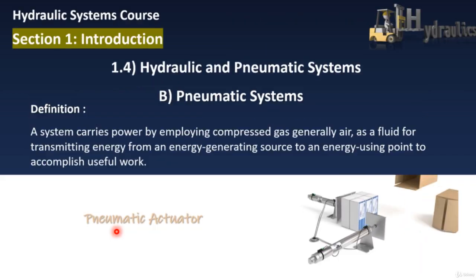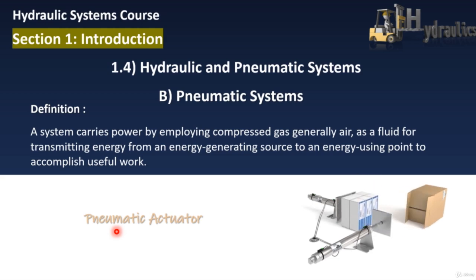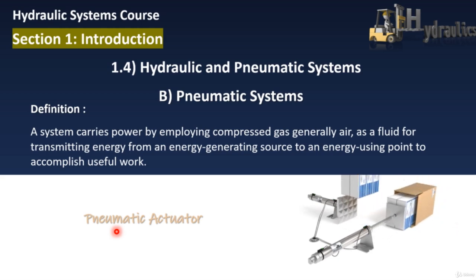A pneumatic system, in brief definition, is a system that carries power by employing compressed gas, generally air or any other gases, as a fluid for transmitting energy from an energy generating source like a compressor to an energy using point like a cylinder with piston rod to accomplish a useful work.